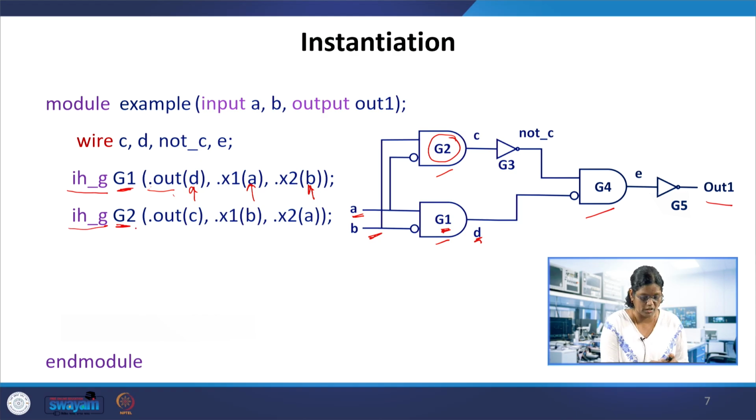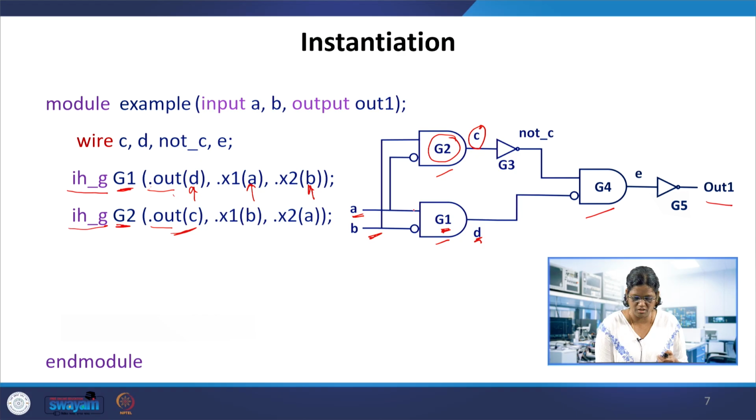So for G1 and G2, the module name is the same, and dot out is the same output of that gate, and dot out is now named as C. So dot out is mapped to C, and the first input, dot x1, is now B. You can see the difference.